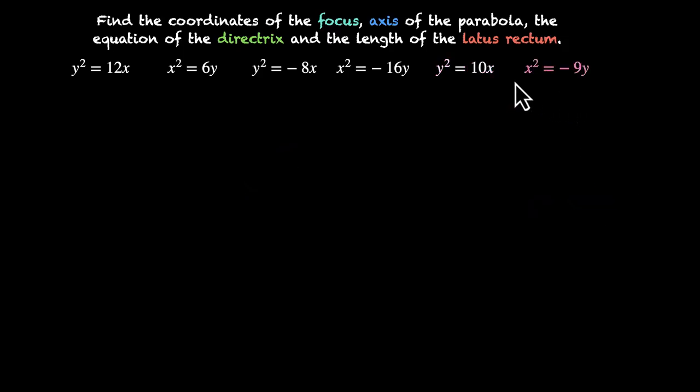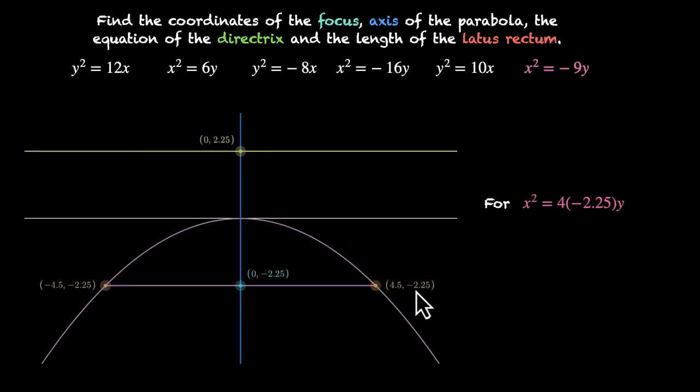Now the last one, x square equals -9y. Again, a negative sign, which means it's a downward parabola. What's the value of a? 9 by 4, that's 2.25. So this becomes x square equals 4 times -2.25y. So the focus is at (0, -2.25). This is the focus. The directrix is going to be 2.25 units above the x-axis. And the latus rectum is going to be double of 2.25, which is 4.5, and double of that is 9 units.